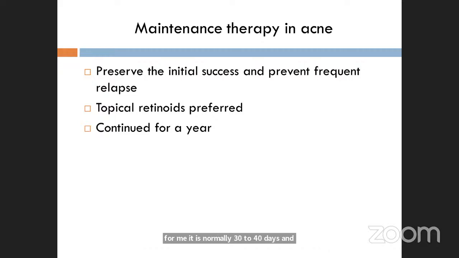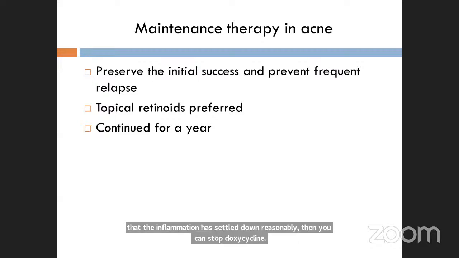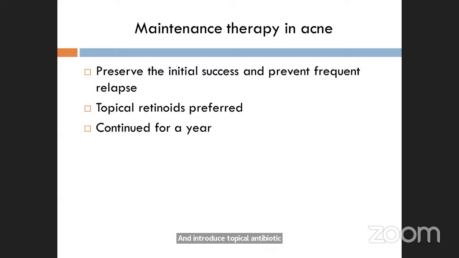And once we see that the inflammation has settled down reasonably, then you can stop doxycycline and introduce topical antibiotic cream in the morning. And then once the inflammation settles down totally, you can stop topical antibiotic and your tretin gel continues to go. Last slide, sir.